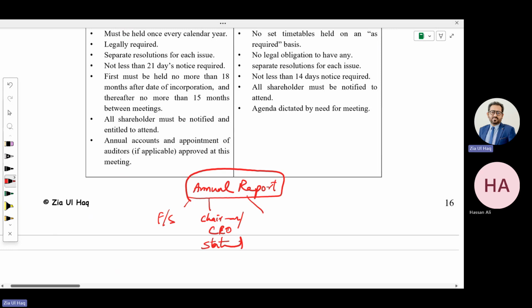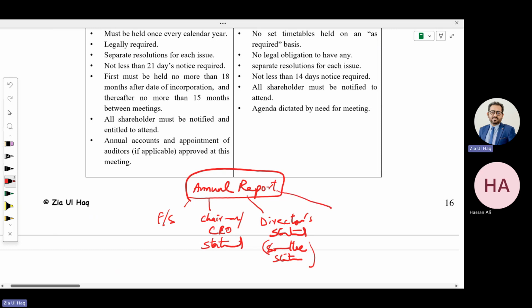The annual report also includes the directors' statement. Directors' statement means the committees' statements. All the committees, nomination, remuneration, audit, risk, need to include their statements in the annual reports. They need to explain who their members are, what their roles and responsibilities are, and what they have performed during the year in the best interest of the company, and how they are performing their role.